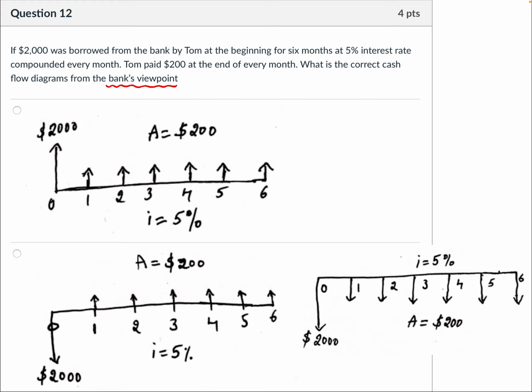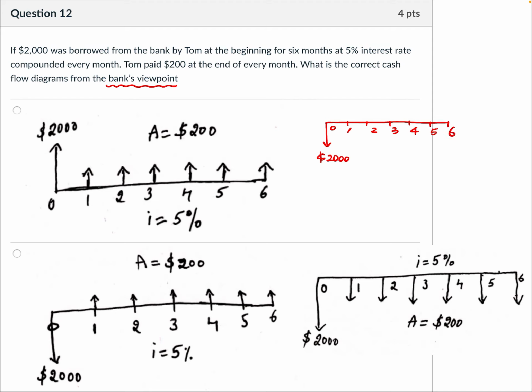From the bank's viewpoint, think about that. The bank is lending money to Tom. So the 2,000 at the beginning is out of the bank's pocket, right? So it's an outgoing cash flow. It's going downward. I mean, the arrow of 2,000 is going downward. So at the beginning, you have this 2,000 going downward. And how many months? You have 6 months, right? So 1, 2, 3, 4, 5, 6.